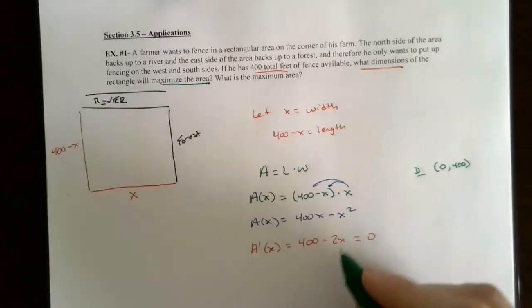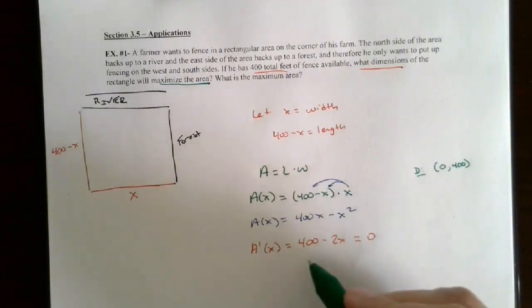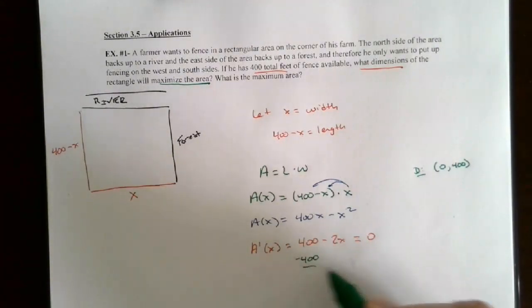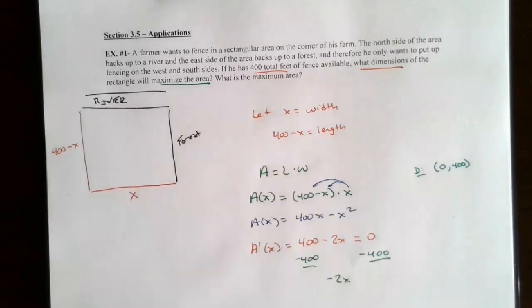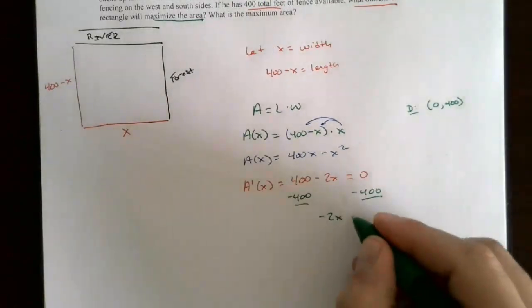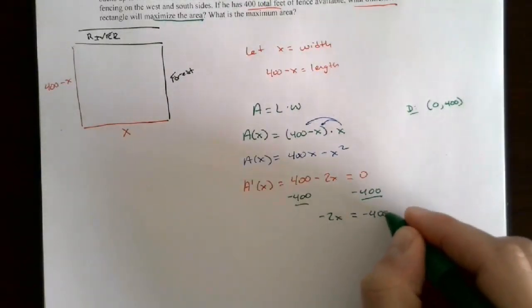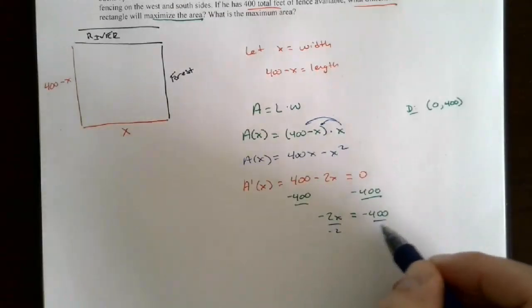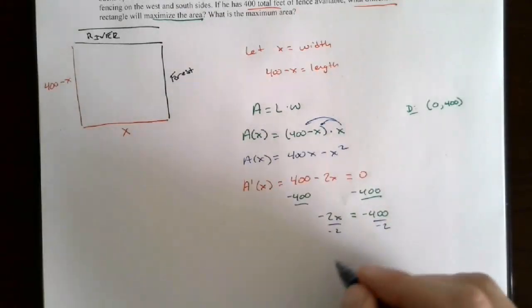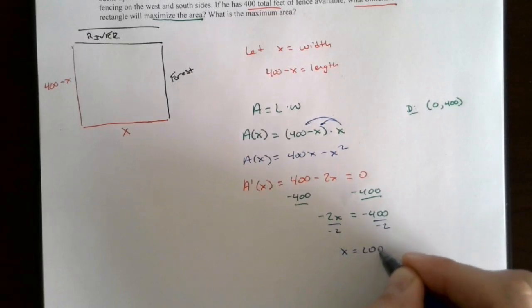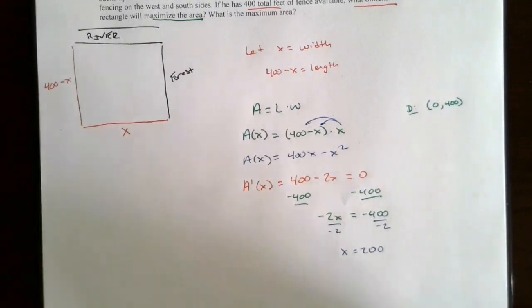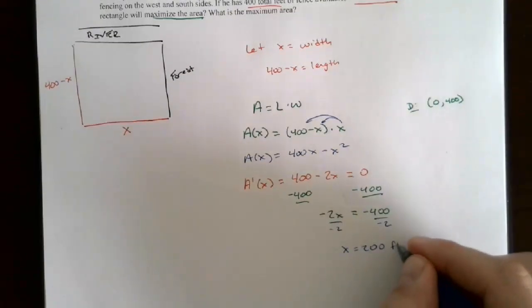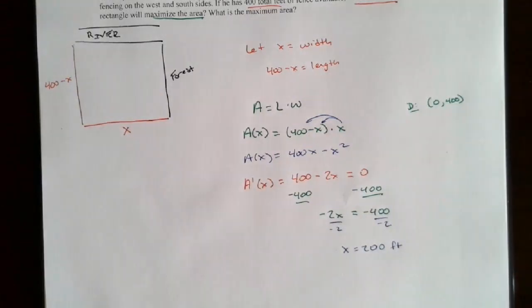Solving this, I'll take the 400 and subtract it from each side. So minus 400, we get negative 2x is going to equal negative 400, and then we'll divide both sides by negative 2. And so I end up with x equals 200. Now that's 200 what? Well, it's 200 feet, because it's a dimension, and they told us they were talking about feet. So it's x equals 200 feet.